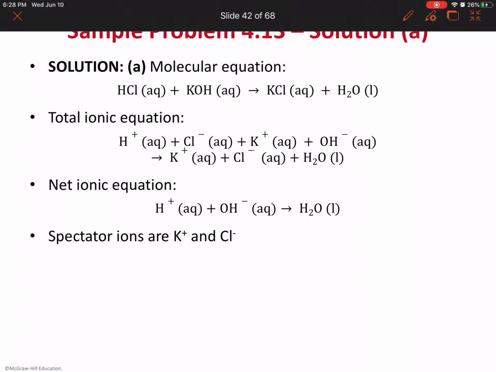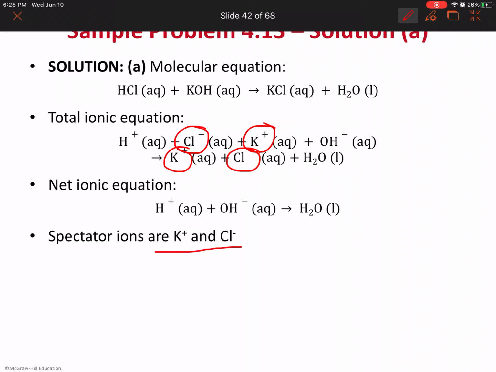Okay, now what are the spectator ions? We have Cl minus here and Cl minus there, that's a spectator ion. Potassium ion and potassium ion are spectator ions. So the spectator ions are potassium and chloride.